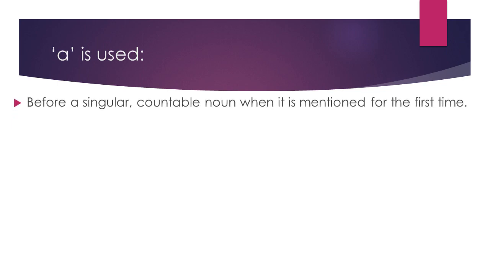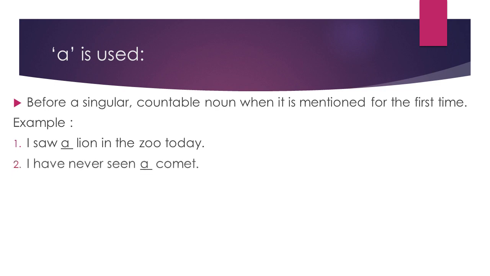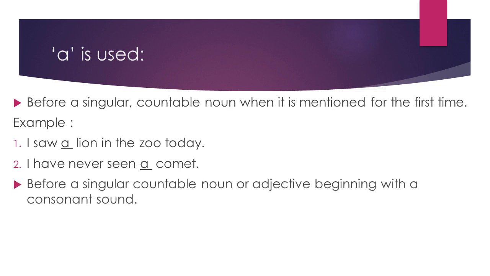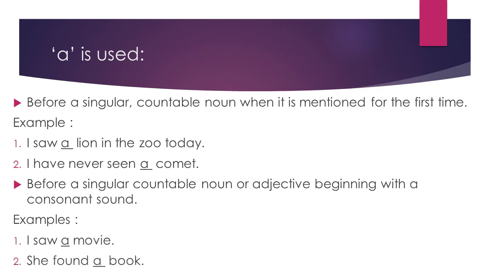Before a singular countable noun when it is mentioned for the first time. For example, I saw a lion in the zoo. I have never seen a comet. Next rule says, before a singular countable noun or adjective beginning with a consonant sound. For example, I saw a movie and she found a book.